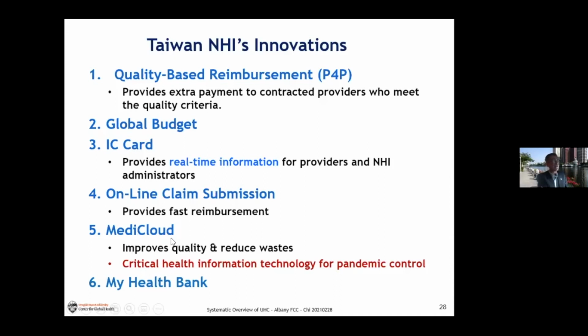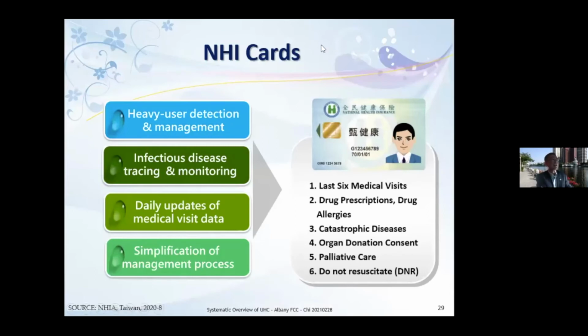And the health information technology, MediCloud, was designed to improve quality and reduce waste. But during this pandemic, that information technology became very critical for pandemic control. And the most recent addition is called My Health Bank. Individuals with their IC card can have access to their entire health record history in the cloud. So this is the NHI card, an example with the IC chip.